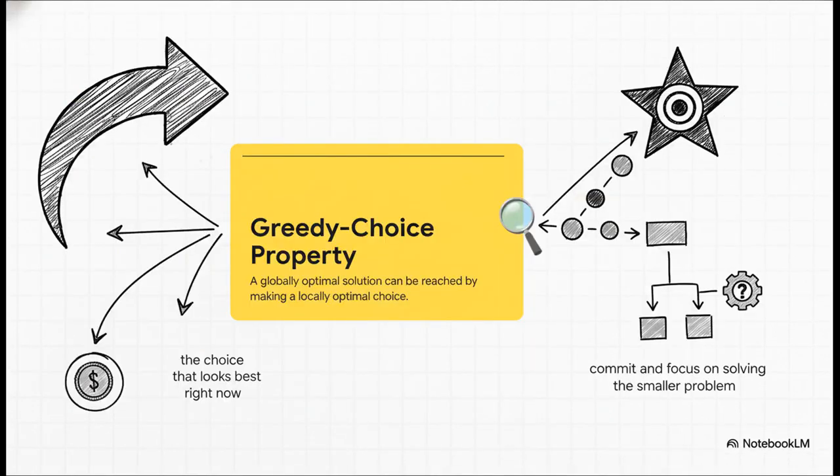Okay, so this greedy choice property, this is the whole shebang. What it means is that you can make that greedy choice, the one that looks best at this very moment, and you can be totally confident that this choice is part of at least one of the best possible overall solutions. You don't need to peek into the future. You just make the choice, commit to it, and then all you have to worry about is the smaller problem that's left over. It's a huge shortcut.